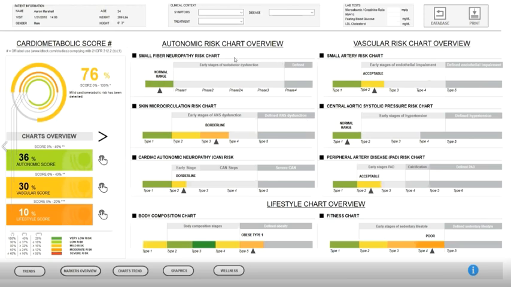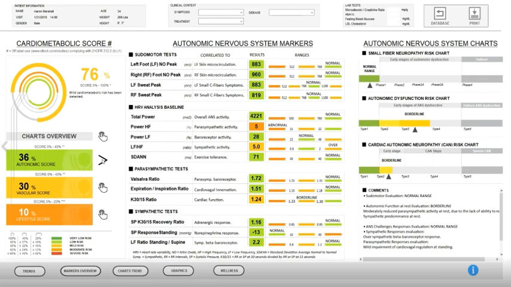Over here, we have the charts that relate to autonomic risk. So we have the chart for small fiber neuropathy, the microcirculation risk, as well as cardiac neuropathy. We have the vascular charts, the artery risk, systolic blood pressure, central systolic blood pressure, as well as PAD, and then the lifestyle, the body composition, and the fitness chart.